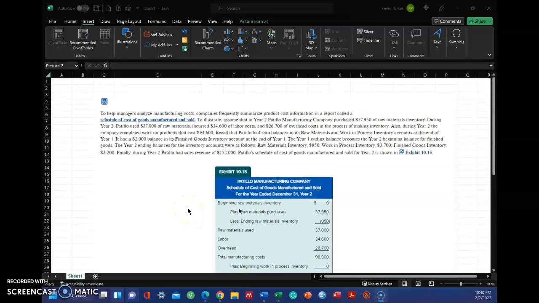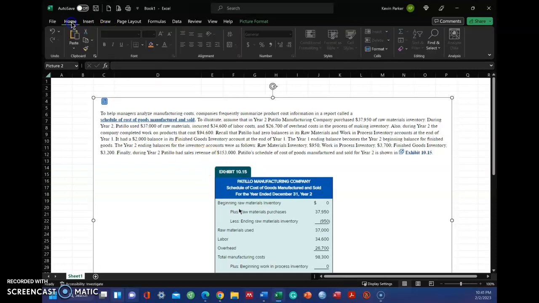Hello, another problem that you'll need to know for your test and for this course is Exhibit 10 or 10.15. This is a cost of goods manufactured and sold statement. They are not at all difficult, but they do require some time to become familiar with. I think the hard part is just taking the time to become familiar with them.